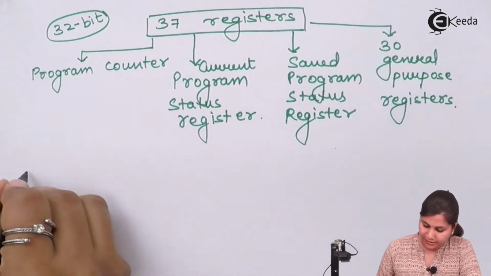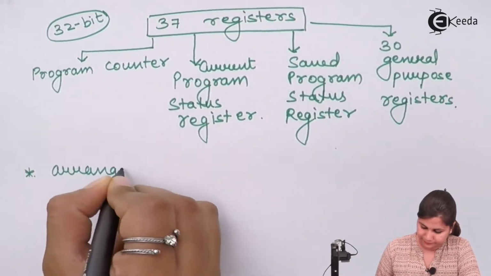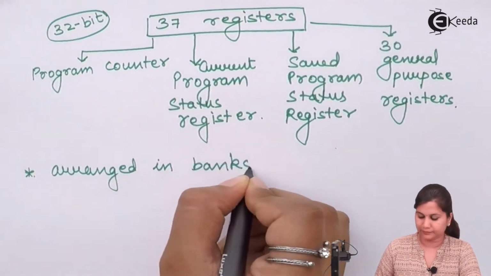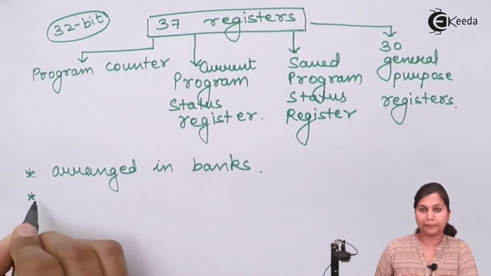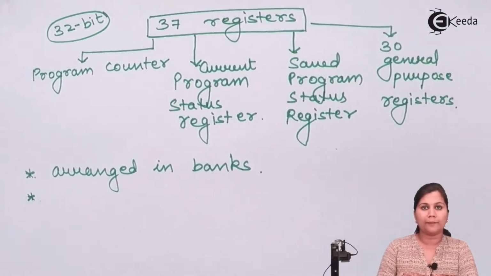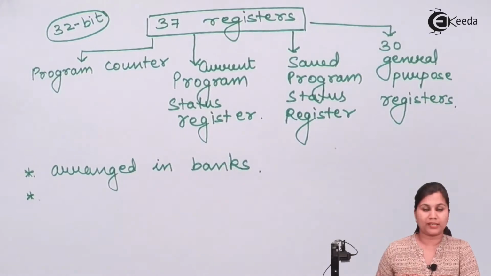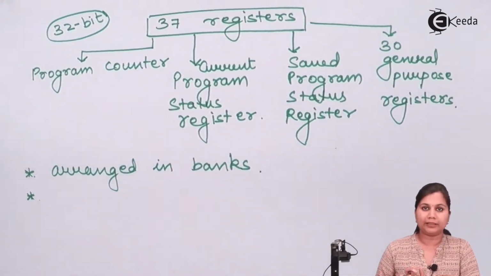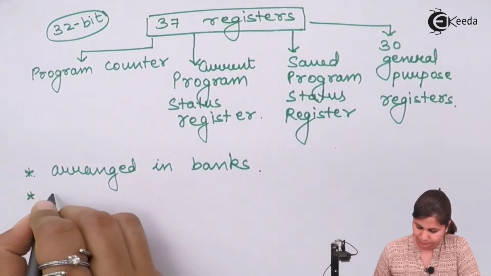Now these registers are arranged in several banks, and they will be accessed by the programmer according to the processor mode. Whatever the current mode of the processor is, according to that mode, these registers will be available and can be accessed by the programmer.